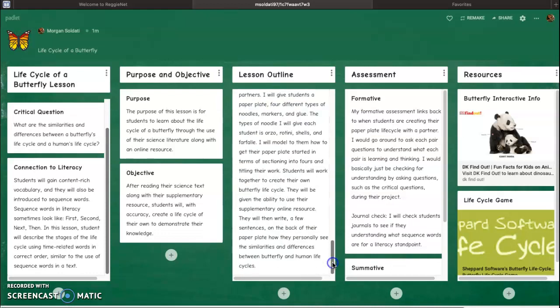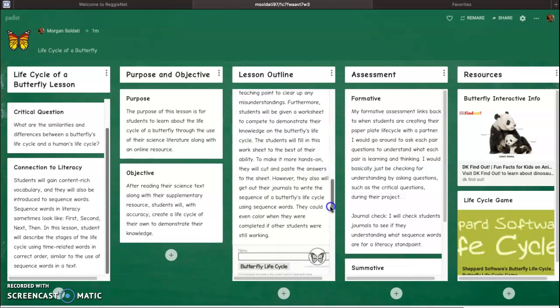I would like students to write a few sentences in their journal. Oh, I lost it. Sorry, guys. I would like to have students get out their journals and write the sequence of a butterfly's life cycle using sequence words to really connect back to the literacy portion of the lesson.